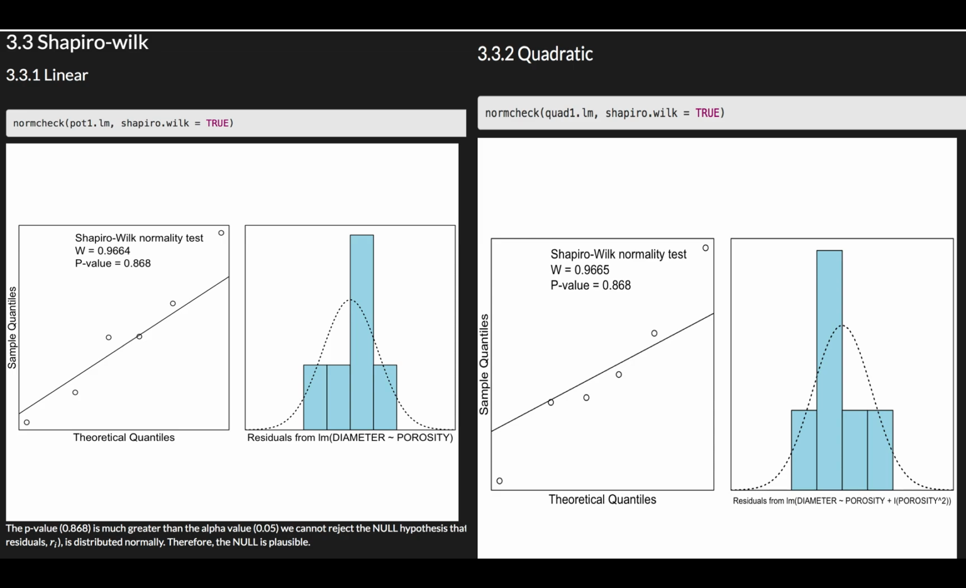We went through and used the Shapiro-Wilk test to test for normality, both for the linear model and the quadratic. The p-values were exactly the same, 0.868, which is much greater than the alpha of 0.05, which means we cannot reject the null hypothesis that the residuals are distributed normally. Therefore, the null is plausible. This test, while helpful in determining normality, did not help us determine which model was better than the other, so we need more testing.